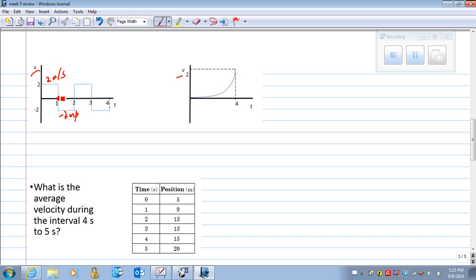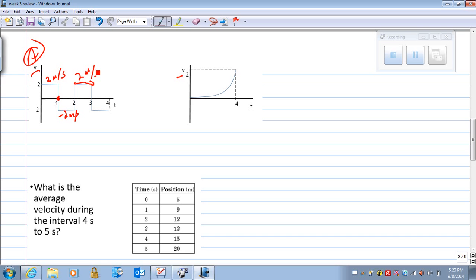So essentially, let's call this graph A. If I was looking at this object, I would see it going 2 meters per second for 1 second, and then turning around and coming back exactly to the place it started, because it went for 1 second again at 2 meters per second, but only in the opposite direction. So then it starts out again and goes another 2 meters per second in the same direction that it did before. So this is the starting direction.